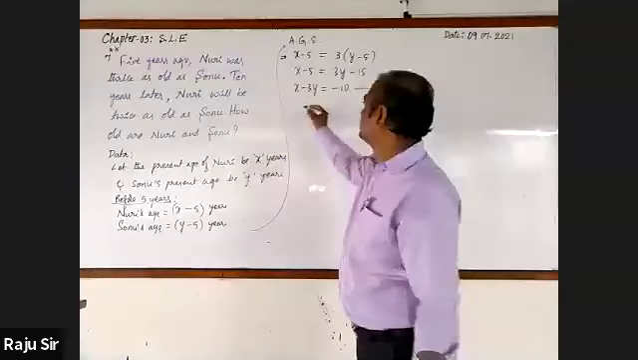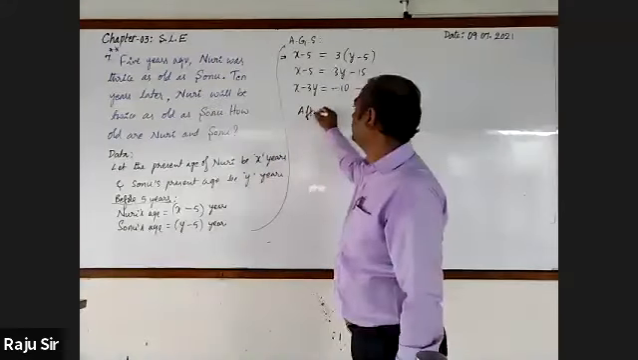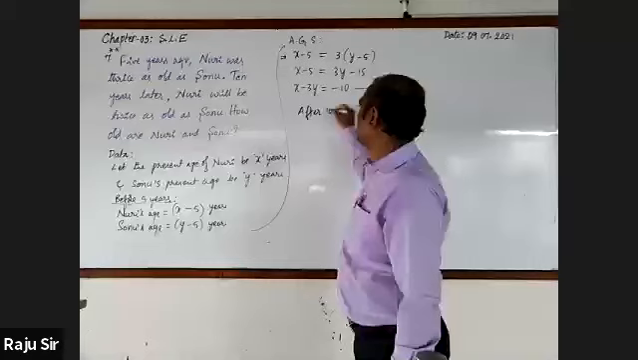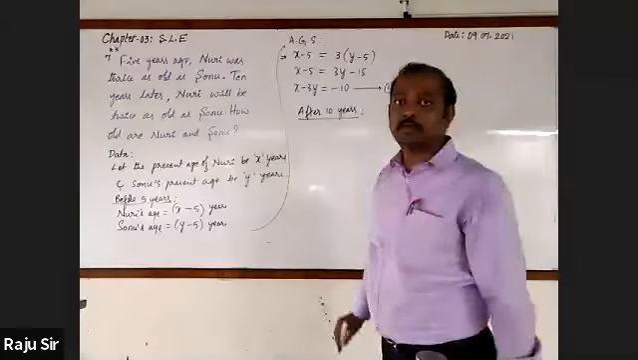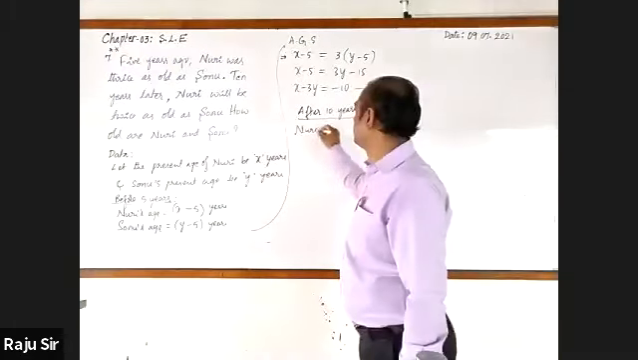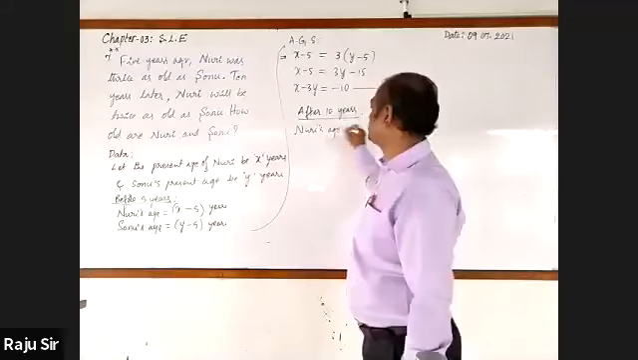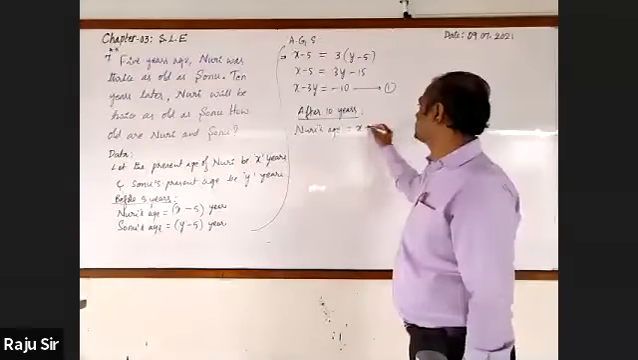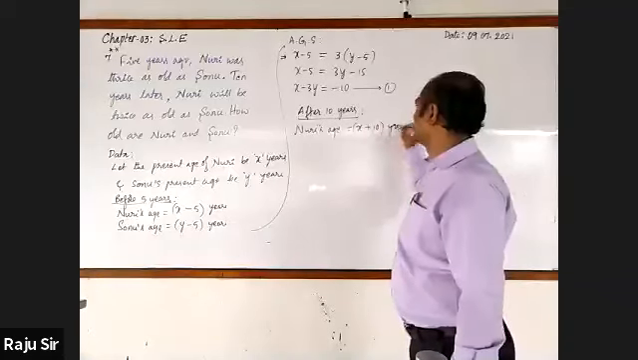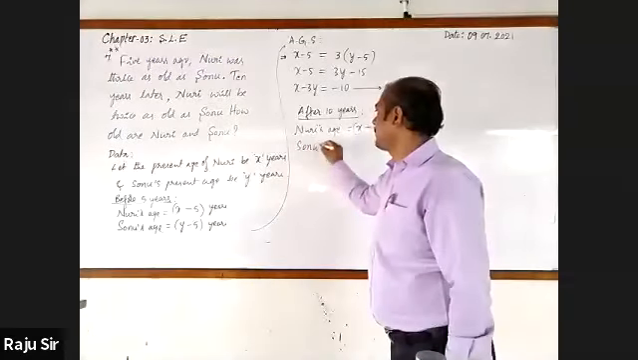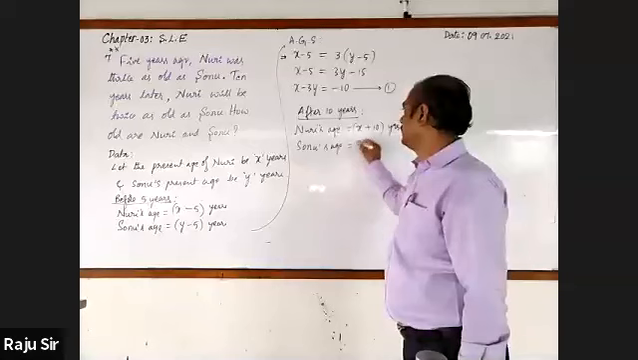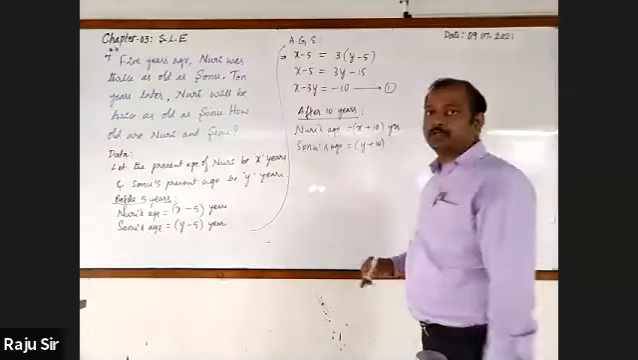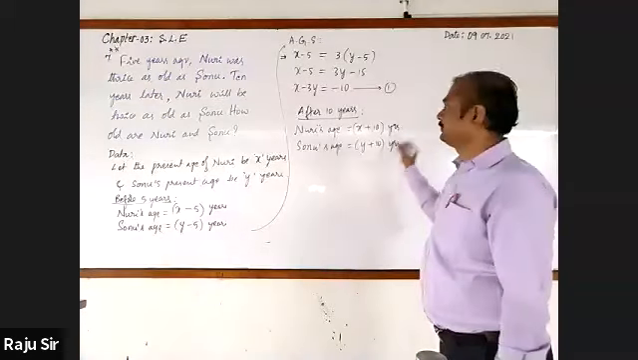Okay. Next. 10 years later, that is after 10 years, Noori's age is equal to x plus 10 years. And Sonu's age will also be increased by 10, so it will be y plus 10 years.